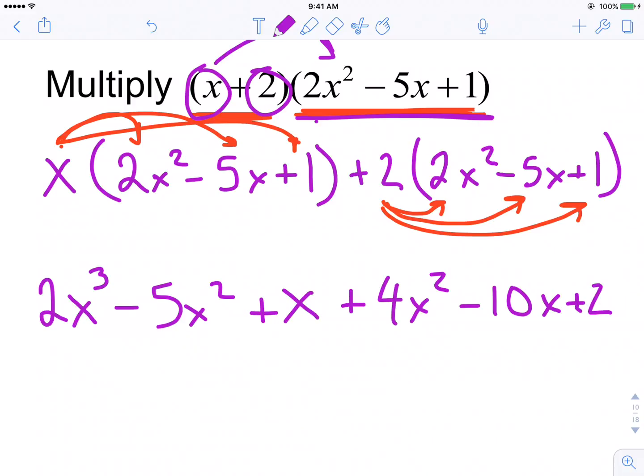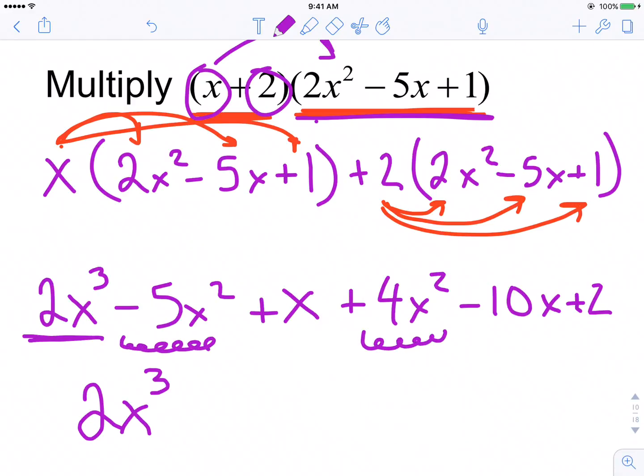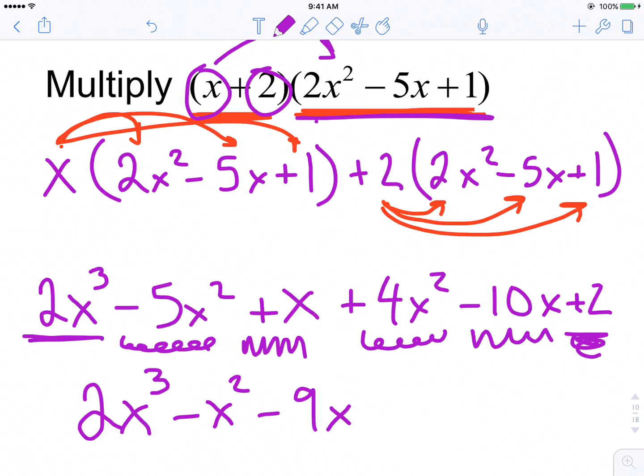And of course, once I've expanded that, my next step is to combine like terms. There are no other x cubed, so I'm going to write 2x cubed. Are there other x squareds? Well, here's an x squared, here's an x squared, minus 5 plus 4 is minus x squared. Here's an x, here's an x, plus x and minus 10x is minus 9x. And my constant at the end, plus 2.